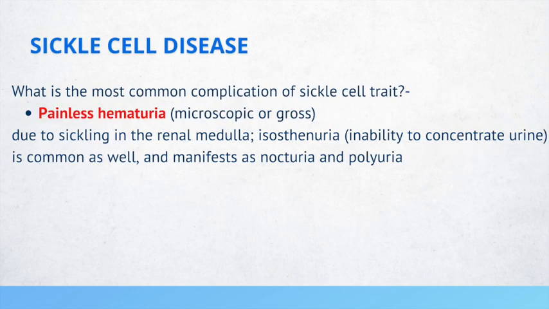What is the most common complication of sickle cell trait? Painless hematuria, and this can either be microscopic or gross. This occurs due to sickling in the renal medulla, and patients can also experience isosthenuria, which is an inability to concentrate urine.